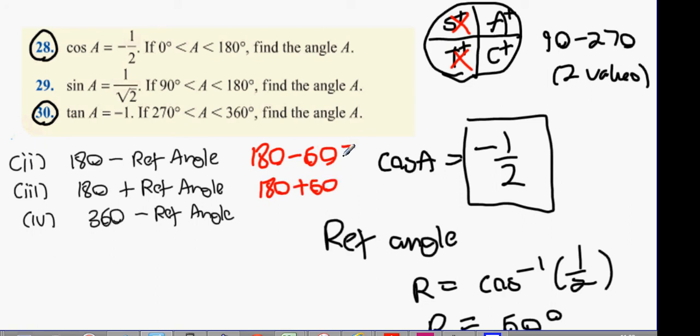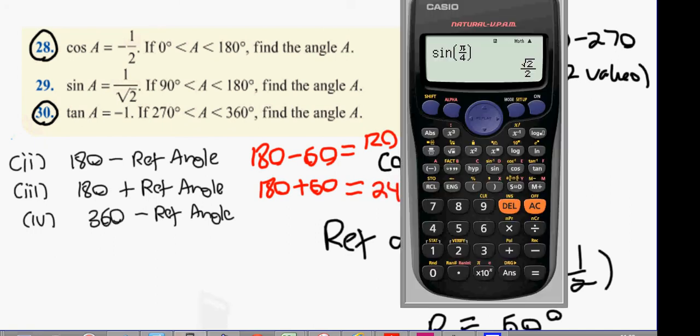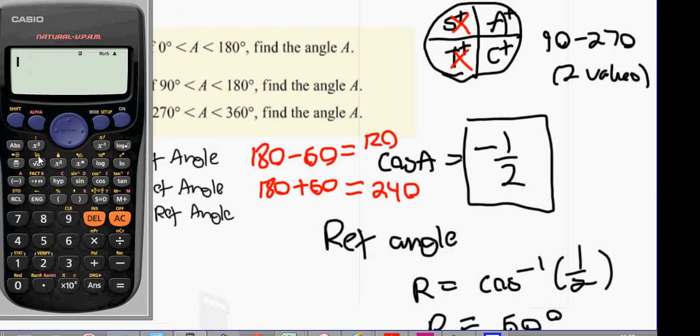And what's the answer then? 120 and 240. Now guys, look at this. If you aren't sure about this, check your answer. Put in cos 120 and our answer most definitely should be minus a half. Let's see if it is.